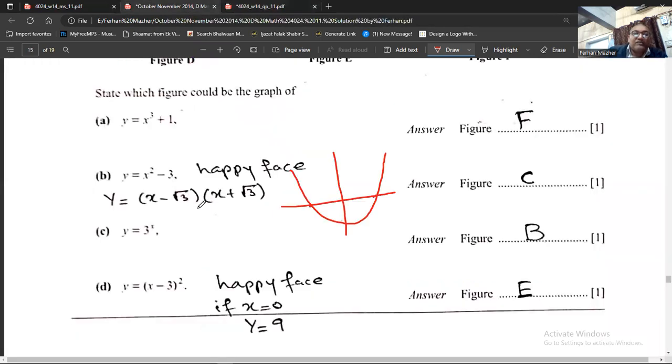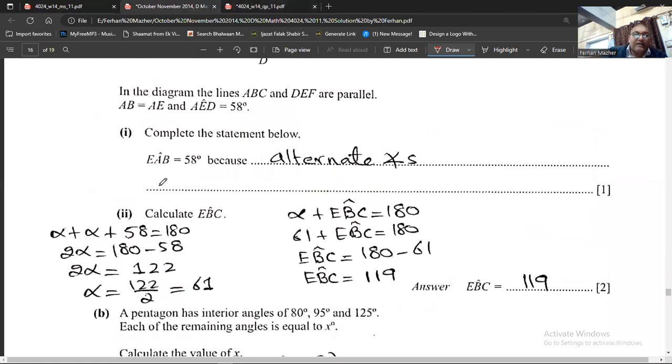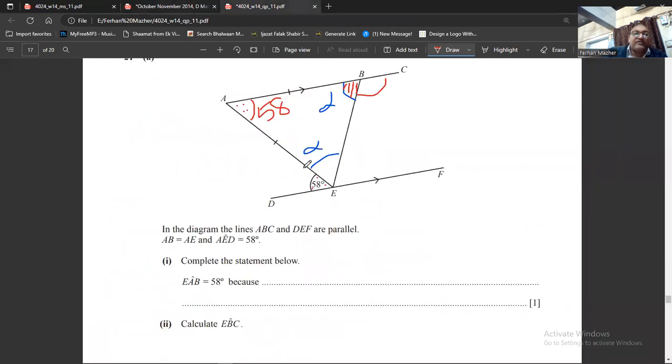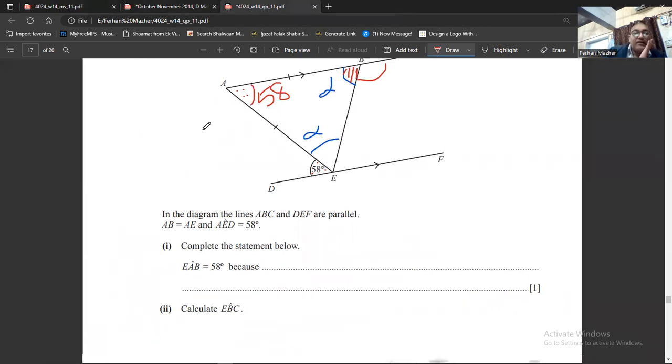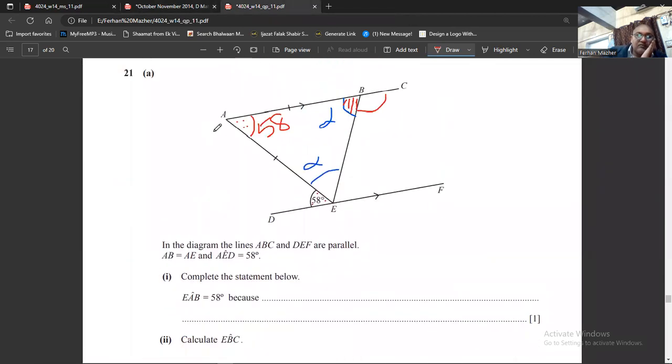Okay, let me show you the solution. Angle EAB is equal to 58 because they are alternate angles. This is 58, this is 58, because these are parallel lines. So they are equal to each other because they are alternate to each other. Then he wants me to find EBC, this angle.